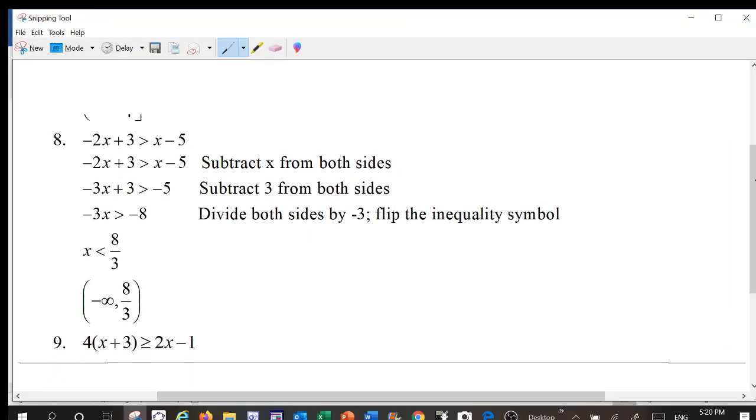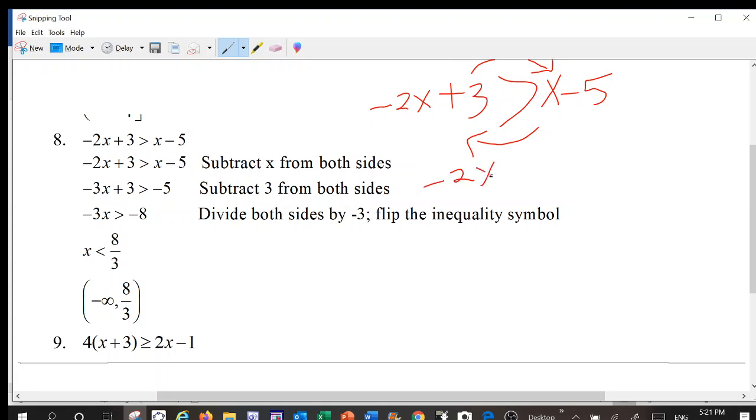So what we have to do is basically collect all the x's on one side, right? Here we have negative 2x plus 3 is greater than x minus 5. So what we have to do is move this x to this side and move this 3 to the other side. Now remember, when we move things around from one side to the other side of inequalities or equations, we need to change the sign. So here we have negative 2x already on the left.